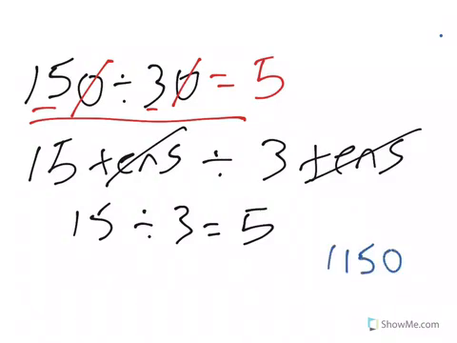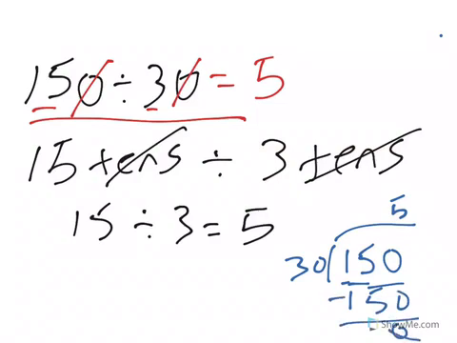If I were to write that out and use the standard algorithm, it would work the same way. 30 does not go into 1. 30 does not go into 15. 30 does go into 150 5 times. 5 times 30 is 150. Subtract, we get 0. Answer's 5. Different ways of getting there, but showing some shortcuts as well.